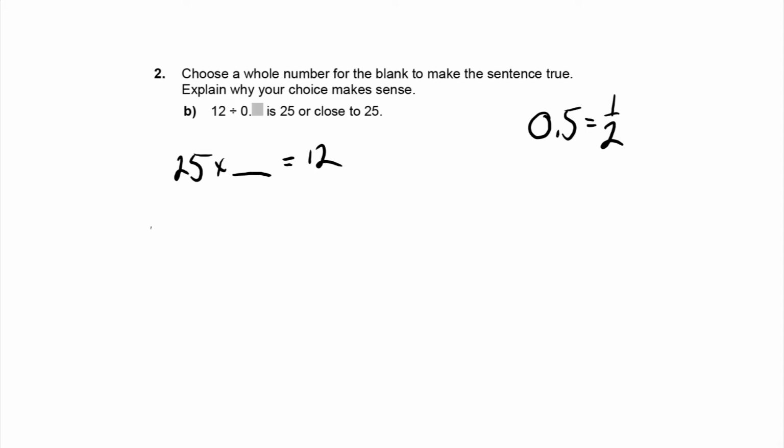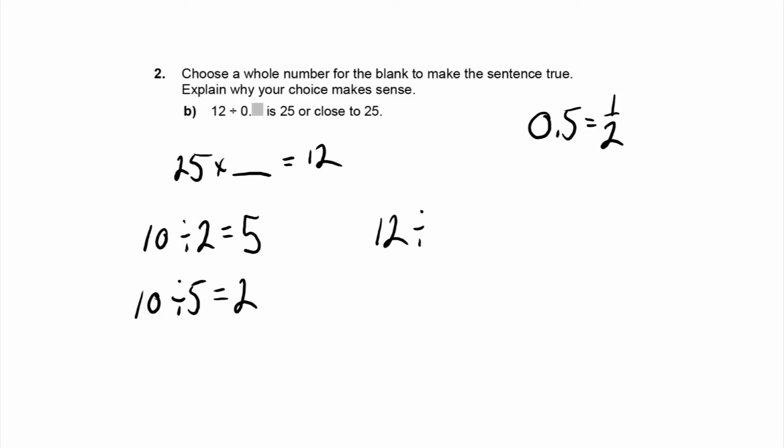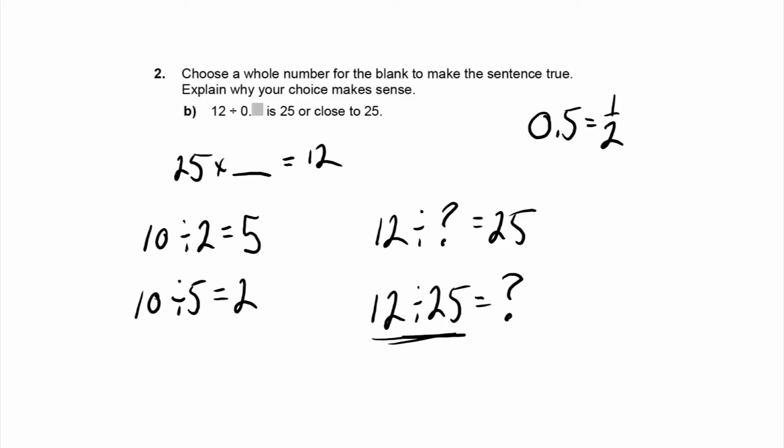Now remember, if you've got 10 and you divide it by 2, you get 5. But as soon as you know that, you also know that 10 divided by 5 is going to be equal to 2. So if we want to know that 12 divided by something that we don't know is equal to 25, then we also know that 12 divided by 25 is equal to the something that we don't know. So now we just need to do this division, and we can do it as long division if we want, to get the answer that we need.